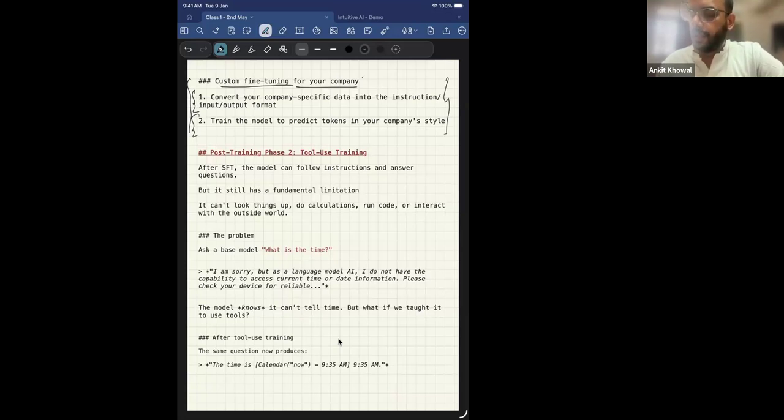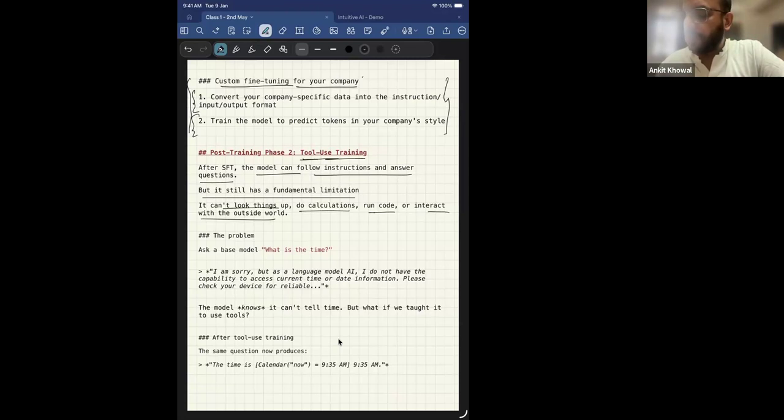Now during the post training phase, the second thing which I mentioned is that we will also teach the model tool use, right? So what does tool use mean? After SFT, supervised fine tuning, the model can follow instructions and answer questions, right? But it still has a fundamental limitation: it can't look things up, it cannot do calculations, it cannot run code or interact with the outside world.